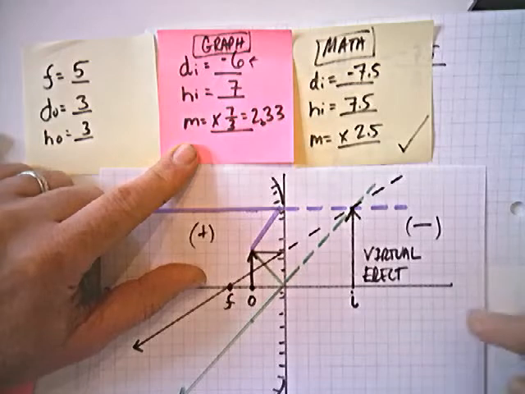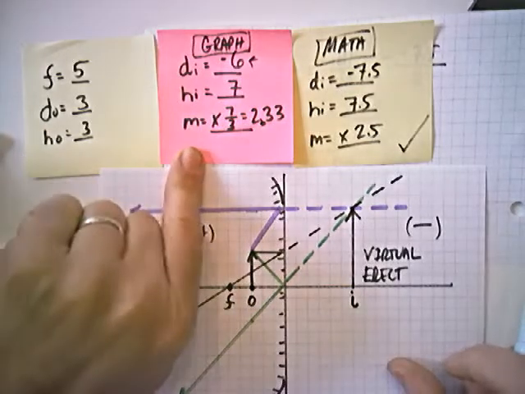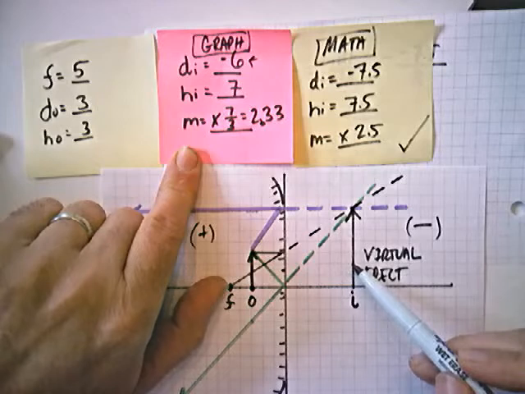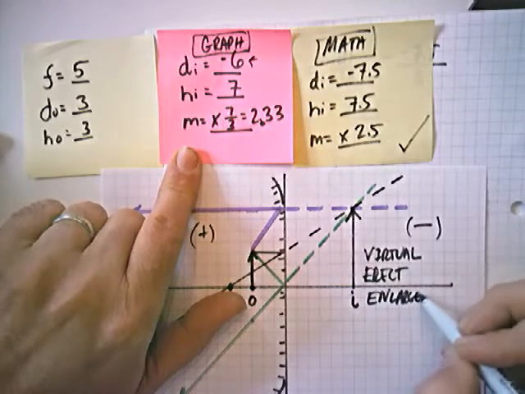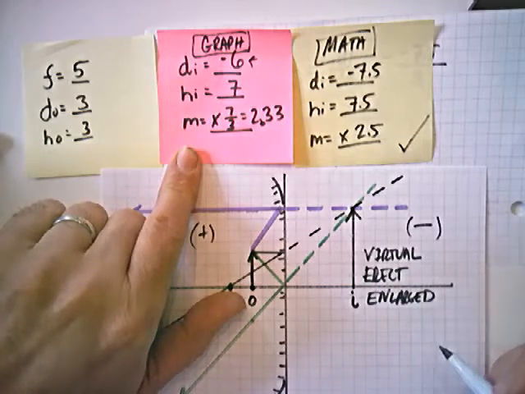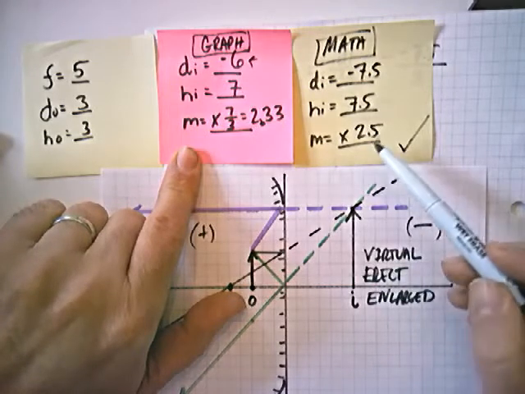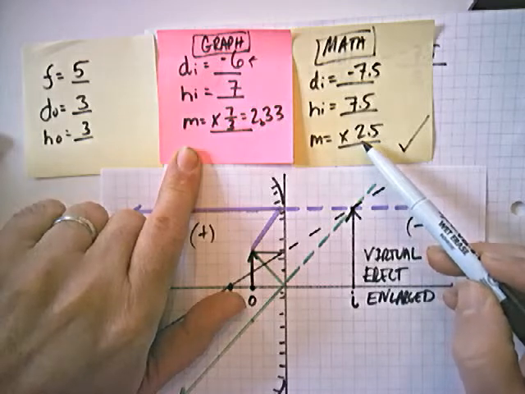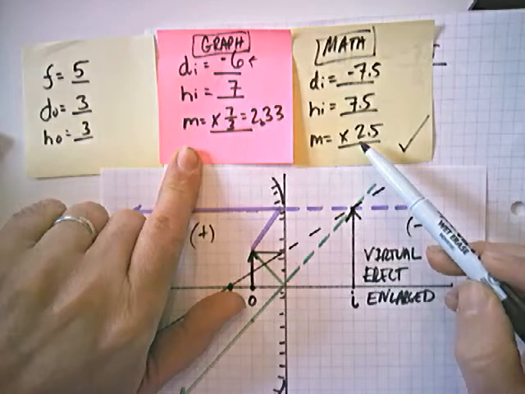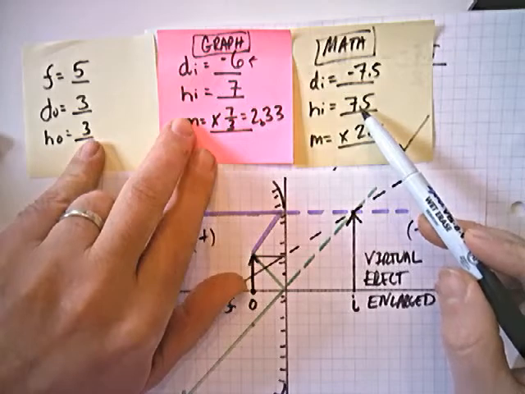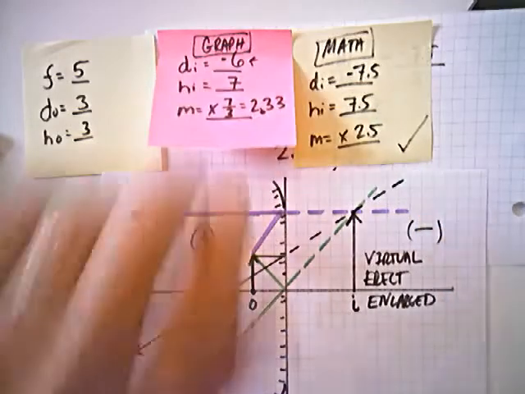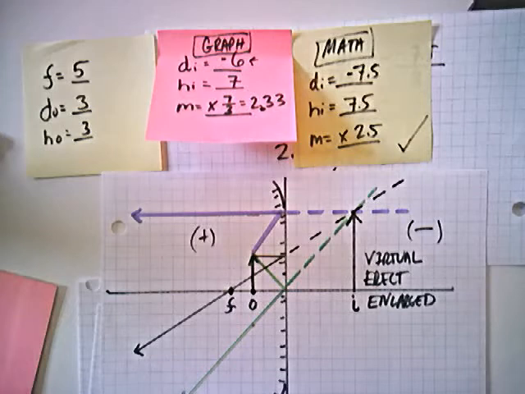Finally, enlarged or reduced. Look here. See how it's bigger? Okay, it's enlarged. Secondly, if we look at the math, see the magnification? It has a magnitude greater than 1. That means enlarged. You can also just compare the heights. See the height? It was 3. Now it's 7.5. Enlarged. So when we describe this image, we'd say virtual, erect, enlarged. And that's how we would describe it.